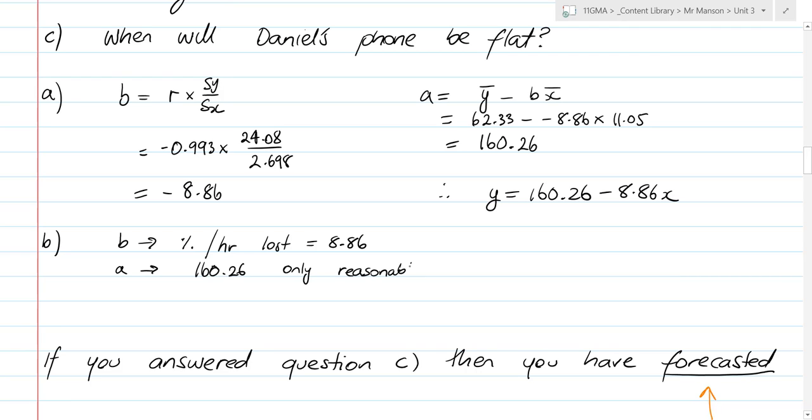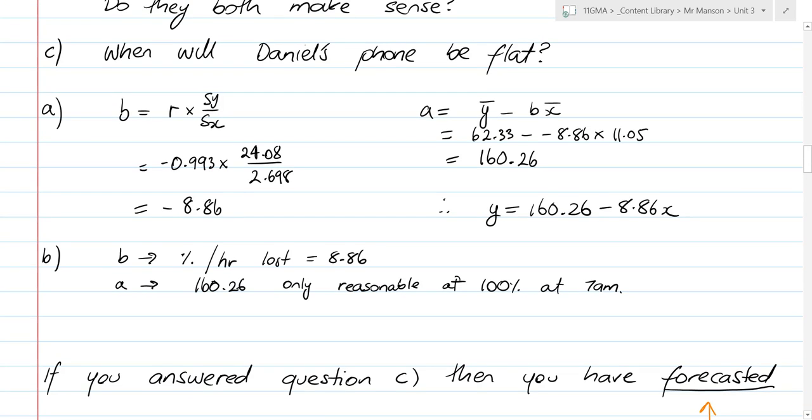And question C, when will Daniel's phone be flat? How do I answer that question? Any takers?